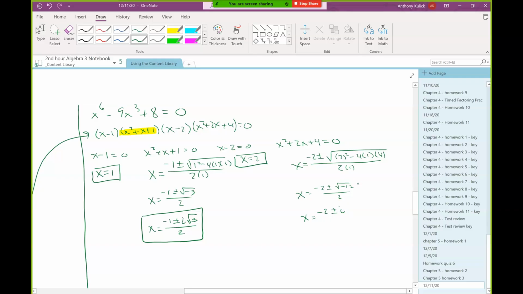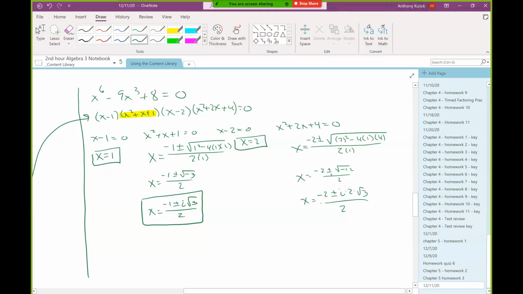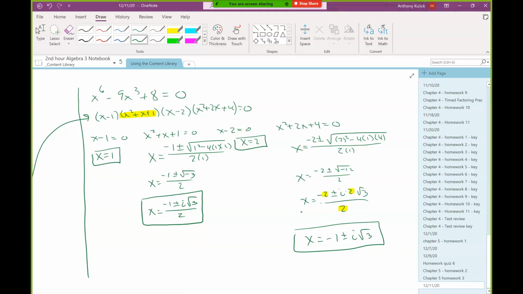Notice that each part is giving me an answer. In addition, I should mention that these pieces, the quadratic part that we're getting from the sum or difference of two cubes, not only are they never factorable, they're also always going to give us imaginary solutions as well. So that's good to know, that you should be expecting to get imaginary solutions from those quadratic parts from the sum or difference of two cubes. Always.